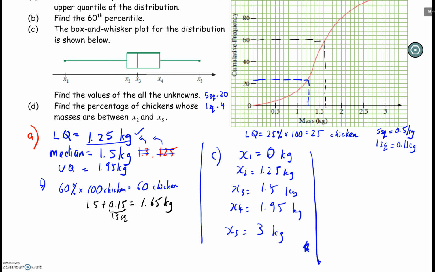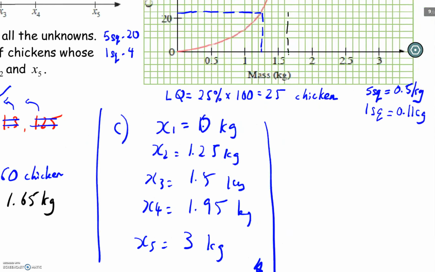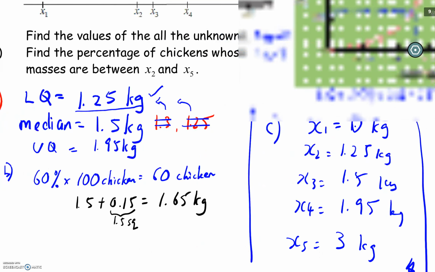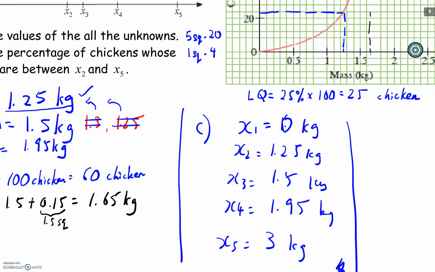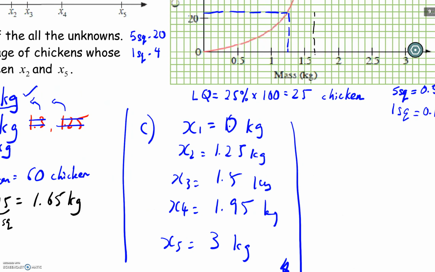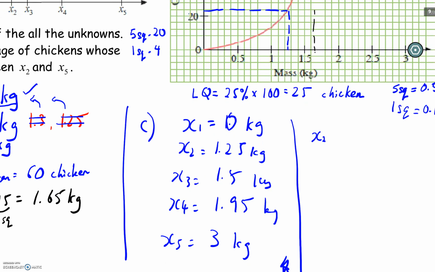Find the percentage of chicken. So I want chicken. I don't want the number. I want the chicken, right? So you need to tell me how many chicken. So x2 is how many chicken? 1.5 is wrong. x2 is 1.25 kg. But how many chicken is that? 25 chicken. x5 is how many chicken? 3 kg. But is 100, right? 100 chicken, right?